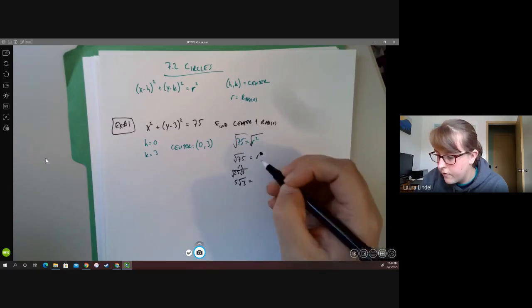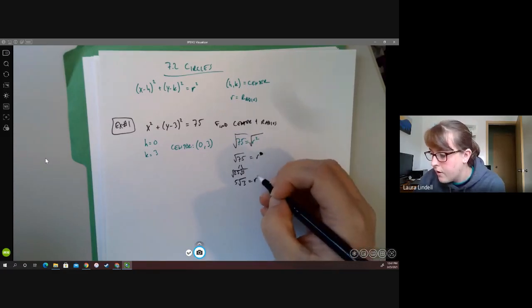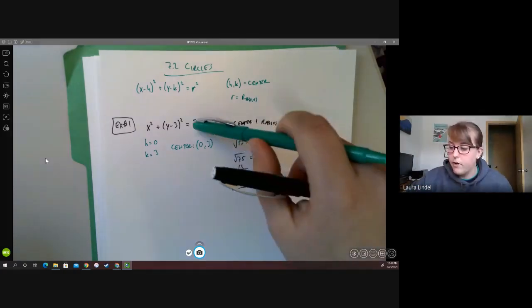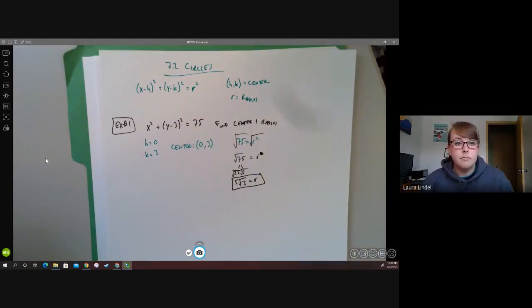Oops, the square root of 75 equals r, not r squared. So 5 root 3 would be the radius. Or if you're asked for a decimal rounded to the nearest tenth, obviously just plug it into the calculator and round your decimal. But if you are asked for your simplified answer, sometimes you'll get a whole number answer by taking the square root of whatever's over here, and sometimes you won't.